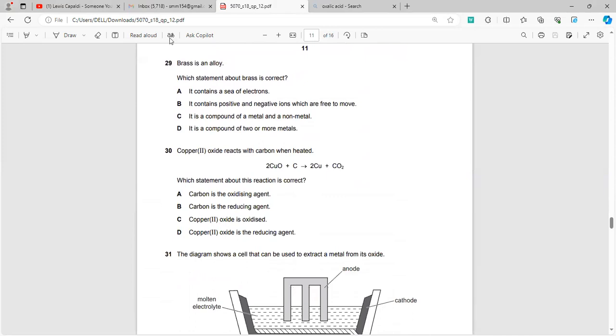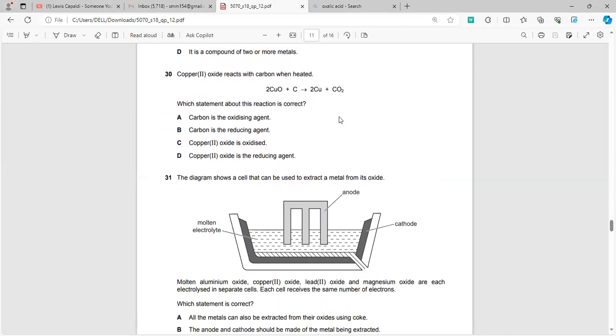Now, in question number 29, they talk about an alloy, and which statement about it is correct. It is a mixture of a metal and a non-metal. Yes, this is correct because it has elements of two different sizes. That's why alloys are malleable and ductile, unlike pure metals.